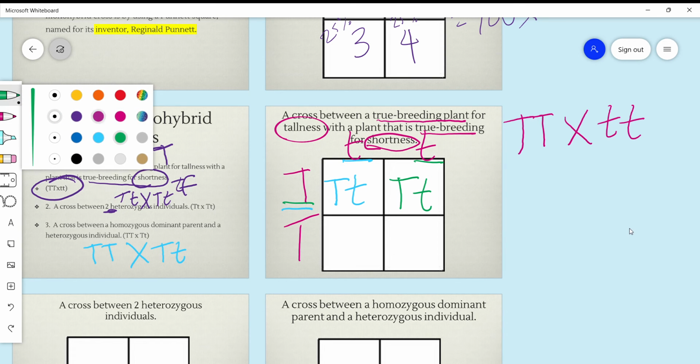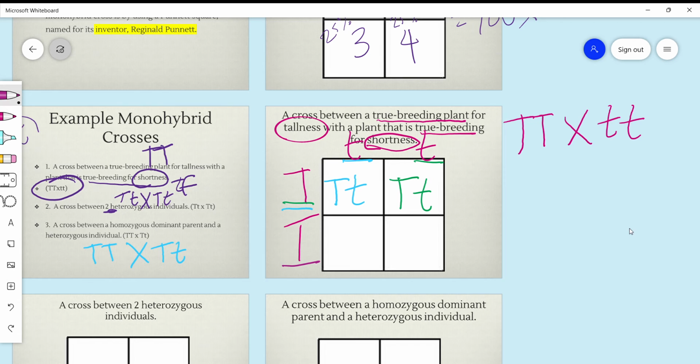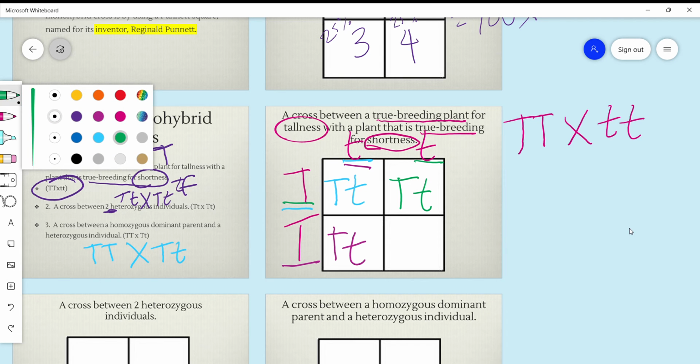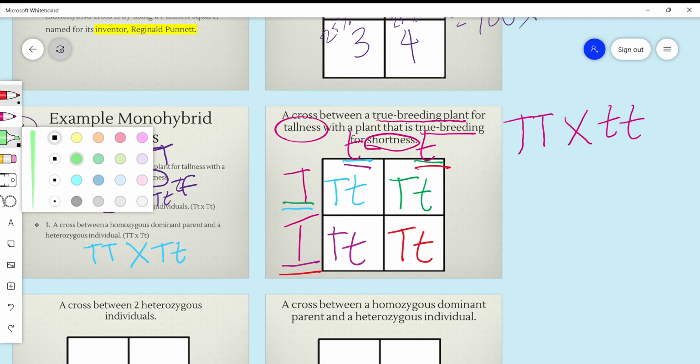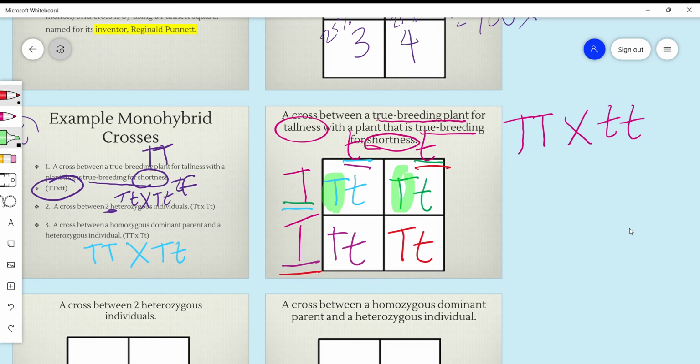All right. We're going to combine this letter with this letter. We get uppercase and lowercase. And then we do that same thing with this one. We're going to take this T with this t and we get uppercase and lowercase. Always make sure that you put the uppercase, which is our dominant, first, and not the recessive, and always combine them together. All the letters that are the same go with the same letter. So these are the same alleles.